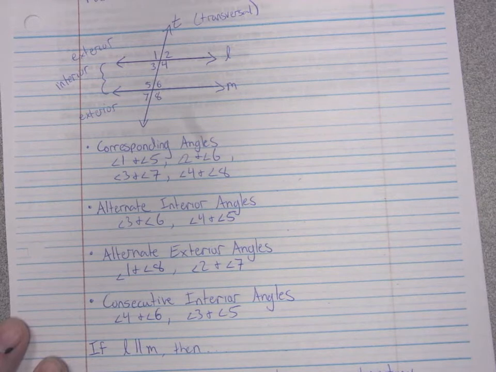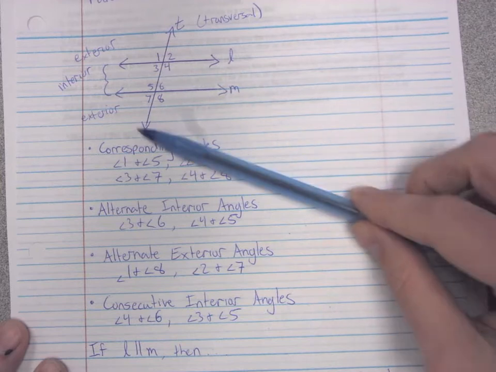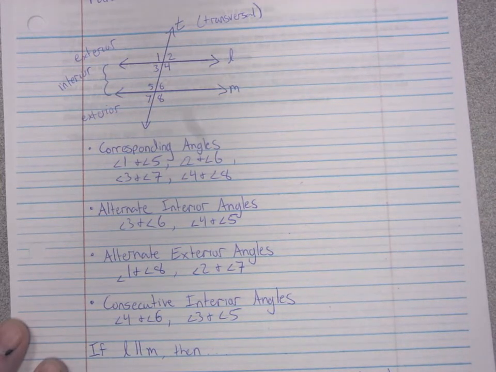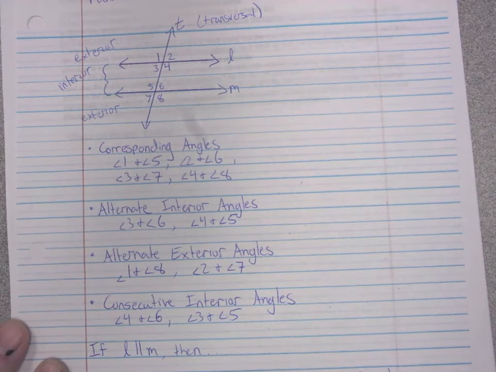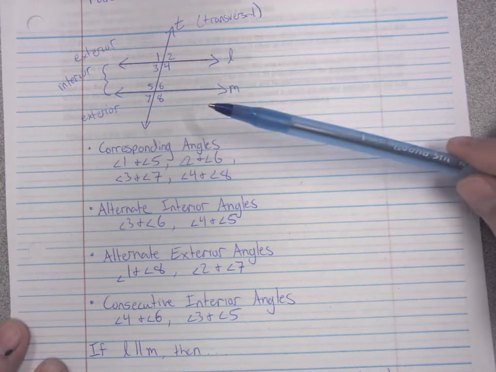Okay, so those are just names. Those are just labels about these relationships. If you have this kind of situation set up and you want to talk about 1 and 8, you call them alternate exterior. If you want to talk about angle 4 and 5, you call them alternate interior, and so on.